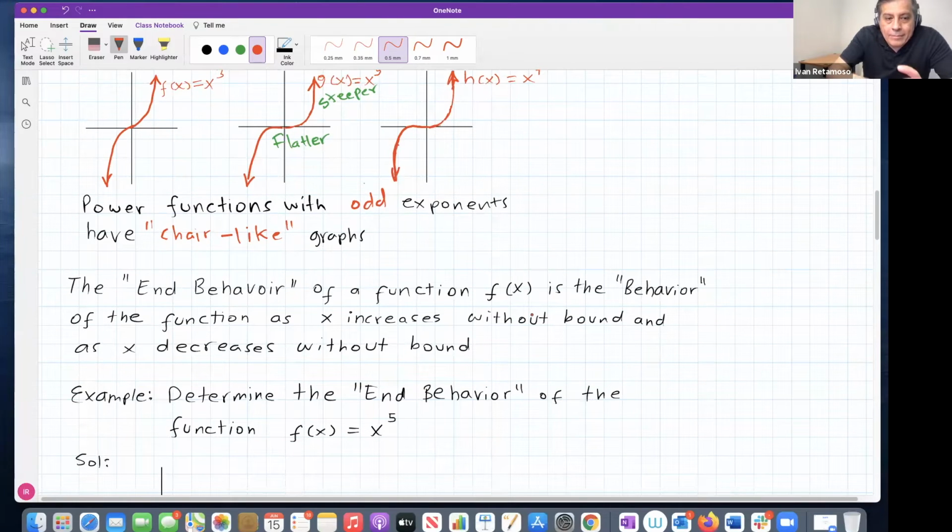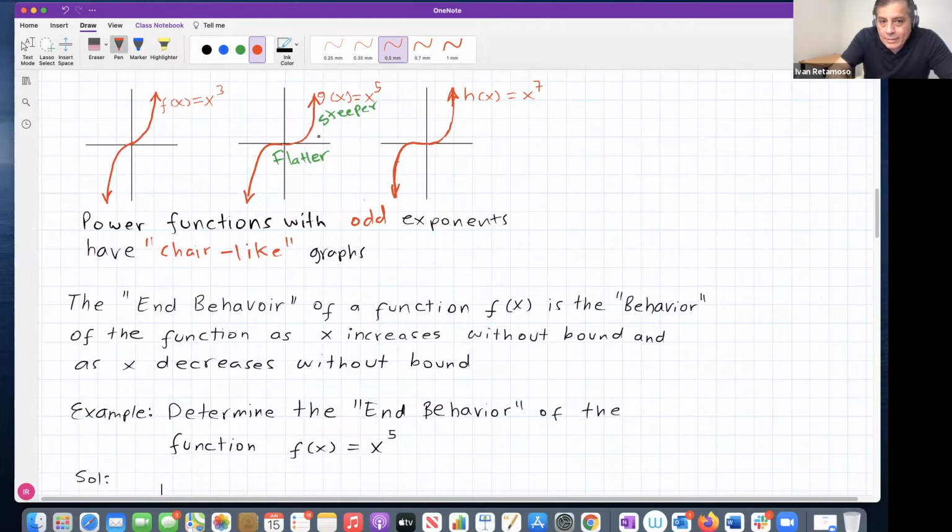Okay, now, what is the end behavior? The end behavior has to do with the output values of the function as x increases without bound to the right or to the left, right? So it has to do with these arrows, to put it simply. For example, for you to understand this idea of end behavior, let's go over this example. It says, determine the end behavior of the function f of x equals x to the fifth. f of x equals x to the fifth has this graph, right?